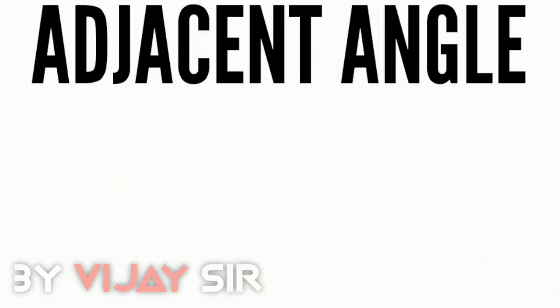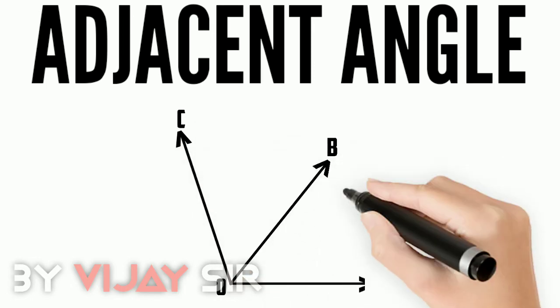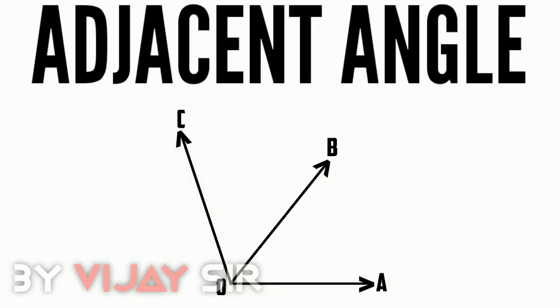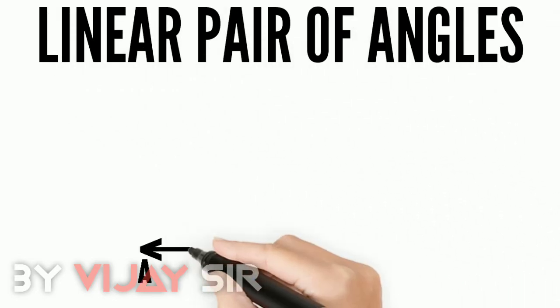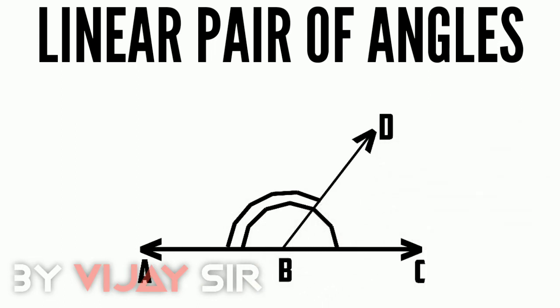Number 8, adjacent angles. Angles which have a common vertex are called adjacent angles, as shown like this. Here, angle AOB and angle BOC are adjacent angles, and angle AOC equals angle AOB plus angle BOC obviously. Number 9, linear pair of angles. Two adjacent angles whose sum is 180 degrees are called a linear pair of angles, as shown.